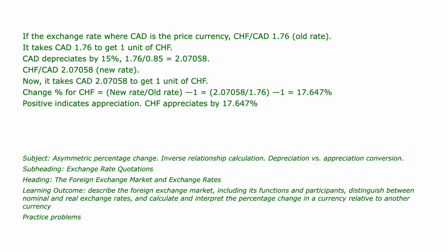Price versus base currency perspective. Identifying the base: in the CAD/CHF convention, where CAD is the price currency, the CHF is the base currency. If the price currency, CAD, depreciates, the exchange rate value must increase because it now takes more CAD to buy 1 unit of the base currency, CHF. Whether calculating via percentage formulas or by using hypothetical spot rates, the result consistently shows that a 15% drop in one currency necessitates a 17.647% rise in the other to maintain the relative price balance.